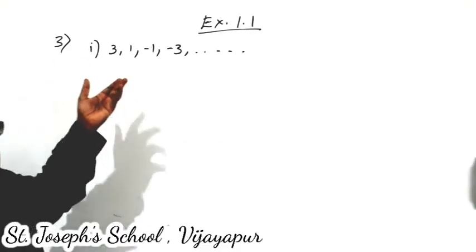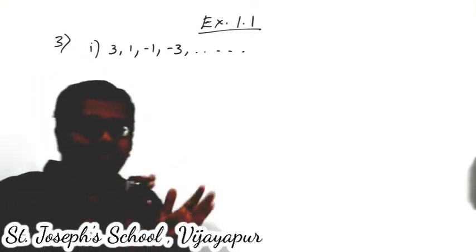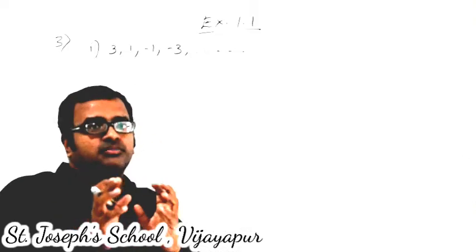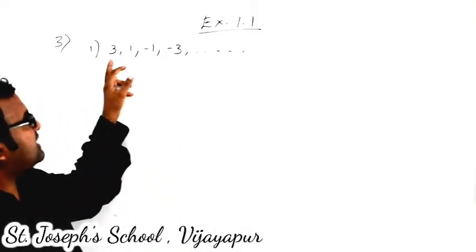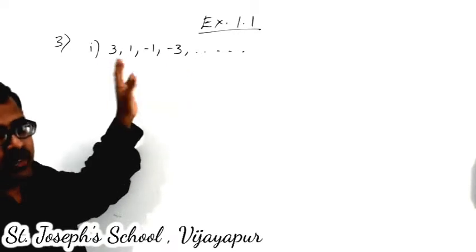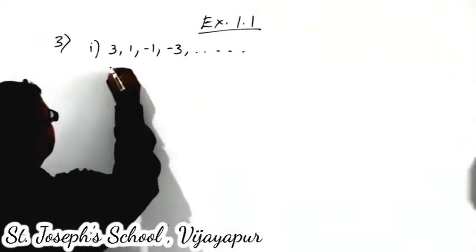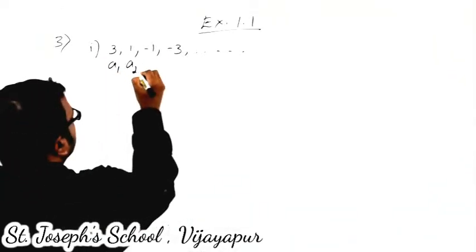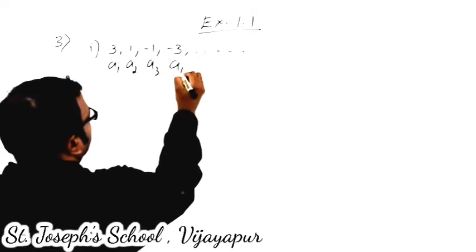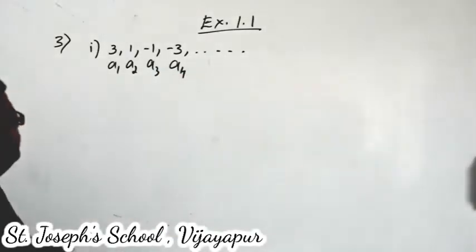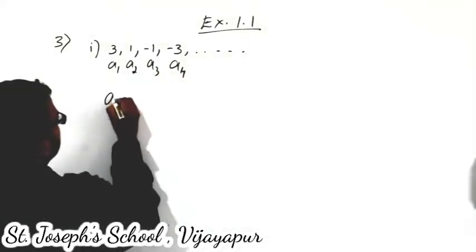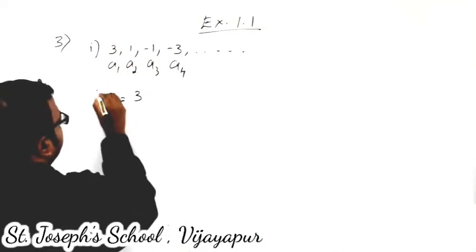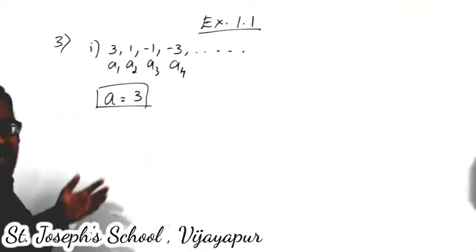And the common difference you can find out by subtracting any two consecutive terms, like A2 minus A1, or A3 minus A2, or A4 minus A3. Let me just note that down. This is A1, A2, this is A3, this is A4. In this case, if you want to find out A, the first term, it is directly 3. As simple as that.